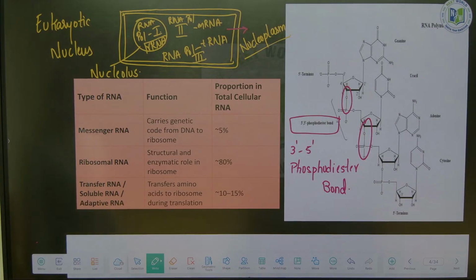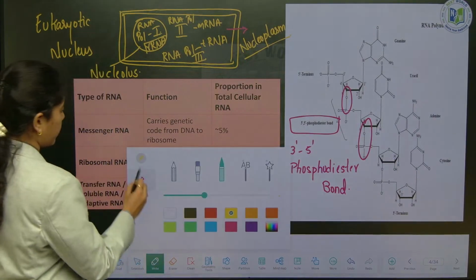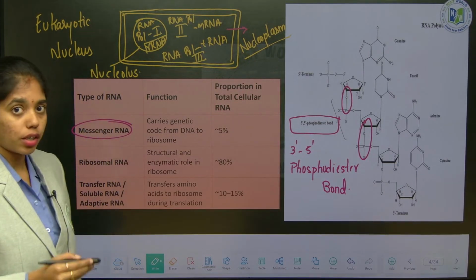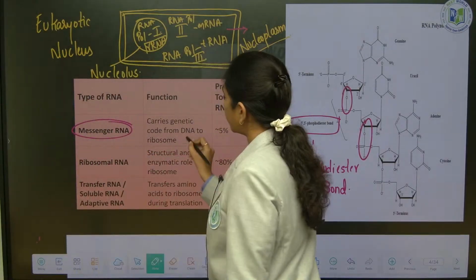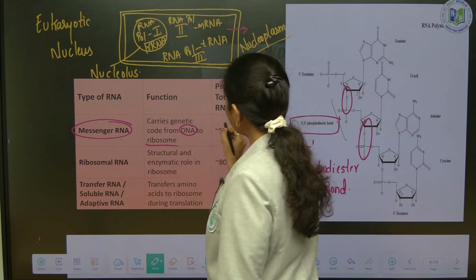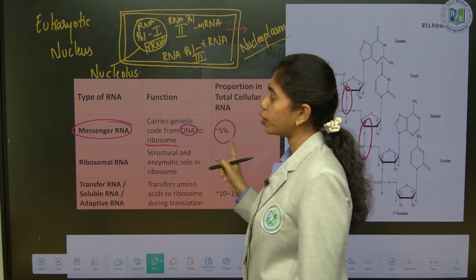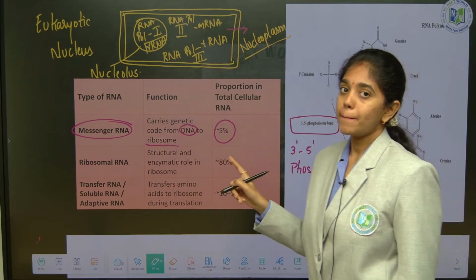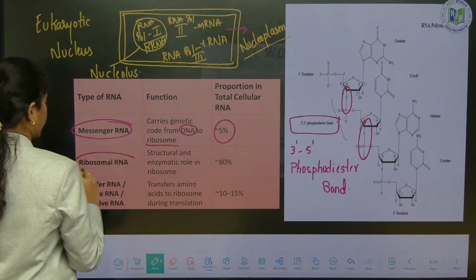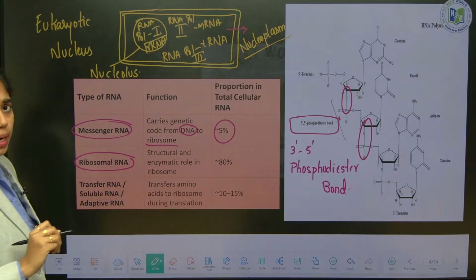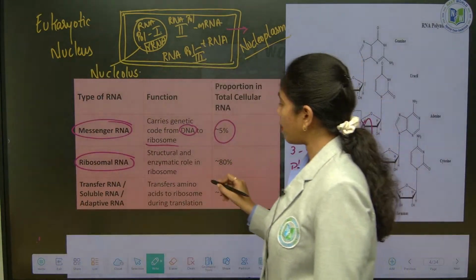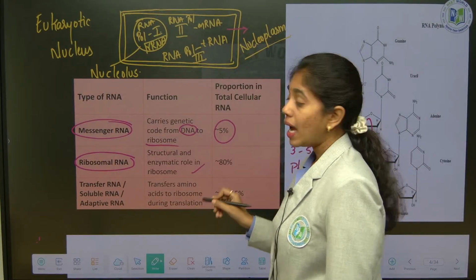Now, we will look on to messenger RNA. You see, messenger RNA, what is the function that it is doing? This carries genetic code from DNA to ribosome, and this is present just 5%. 5% of total RNA is your messenger RNA, followed by ribosomal RNA. Ribosomal RNA, whose function is what? Structural and enzymatic role in ribosomes.